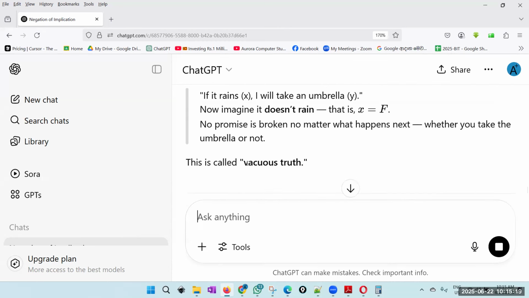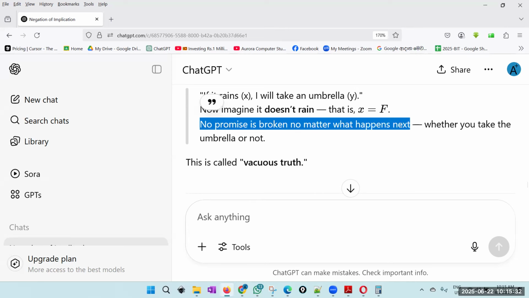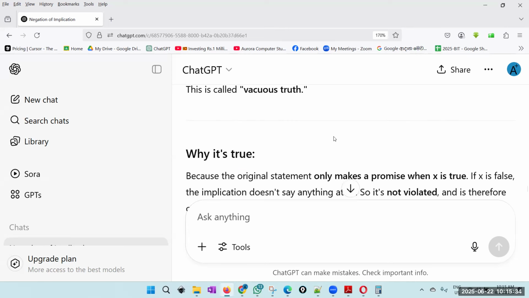Right. So again, now imagine it doesn't rain. That is, X is false. No promise is broken. So our statement is not challenged, whether you take the umbrella or not.